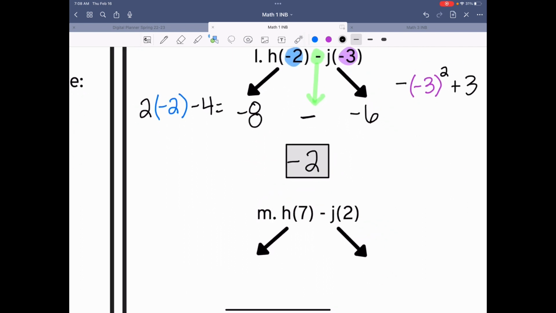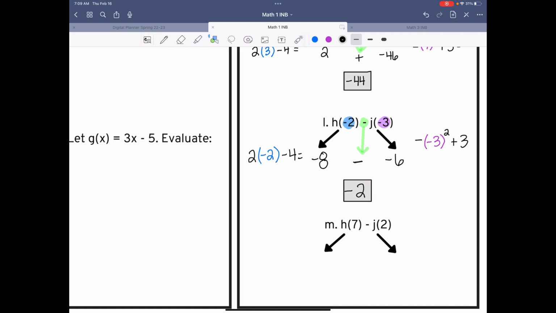All right, and for this last one, so we have h of 2, so we're going to be plugging in, or excuse me, h of 7, so we're going to plug in 7. Then we have j of 2, which means we're going to plug in 2, and then we're going to subtract them after we're done.